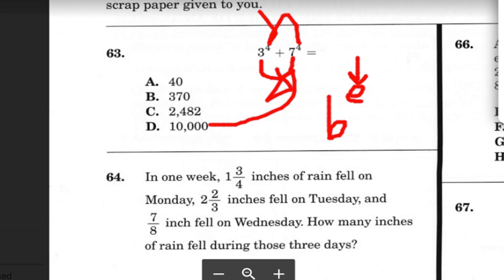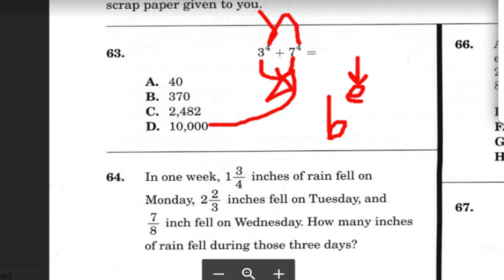Think of PEMDAS. Remember PEMDAS? P-E-M-D-A-S. It says do parentheses, then exponents, then multiplication and division, and then addition and subtraction. So this is telling us to do the exponents first.